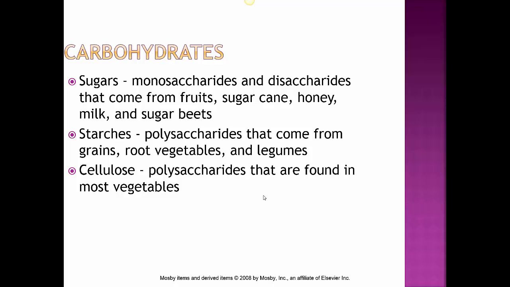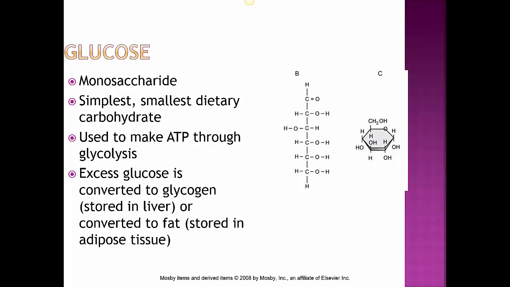Glucose is the main monosaccharide that's used as energy throughout the body. It's what's used in the Krebs cycle. It's the simplest, smallest dietary carbohydrate. It's broken down and converted into ATP through a process in the cytoplasm called glycolysis. Then the waste products of glycolysis, called pyruvates, run through the Krebs cycle, and extra ATP is made.